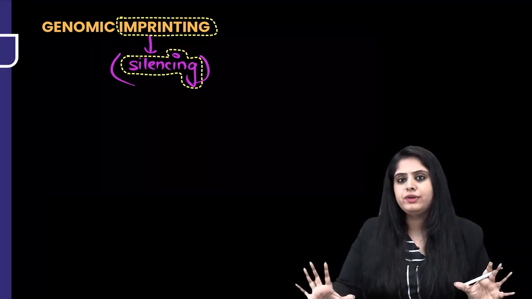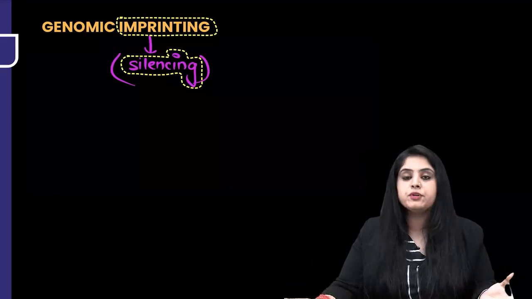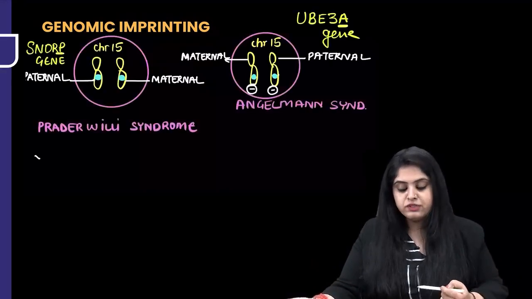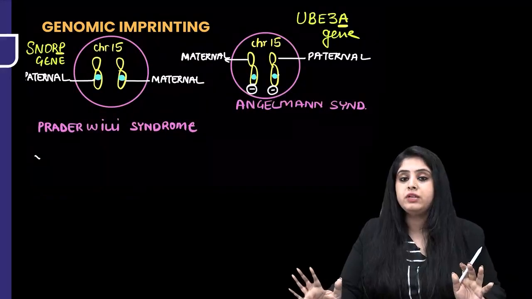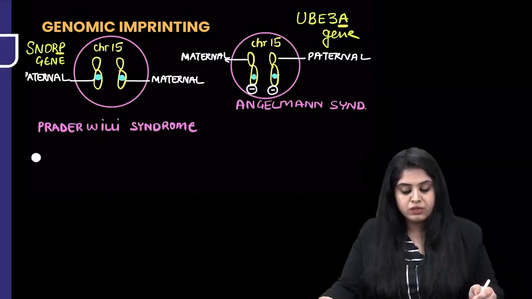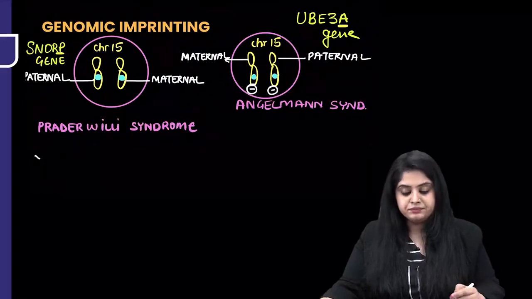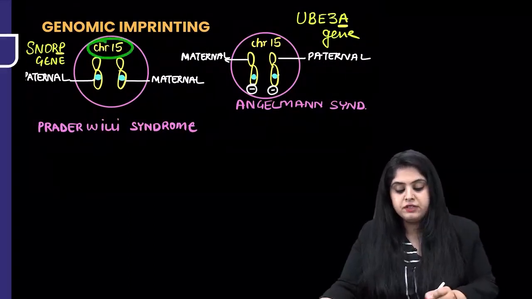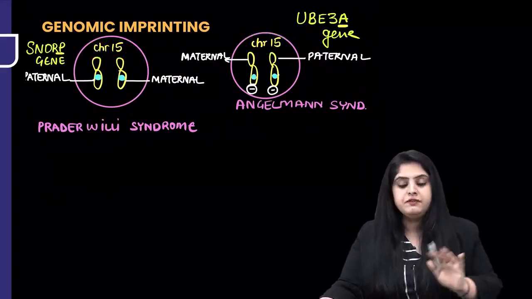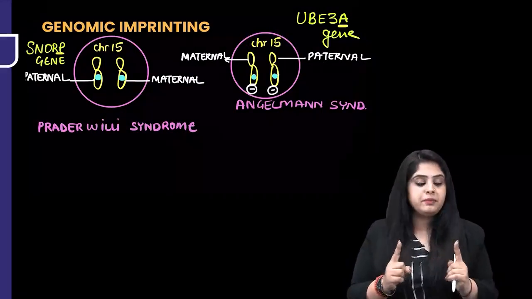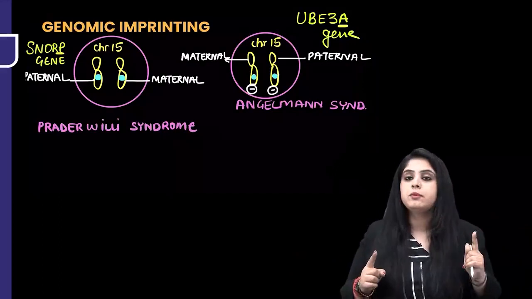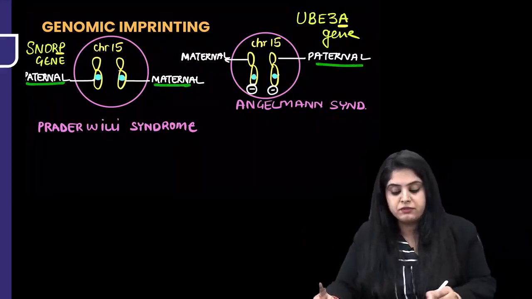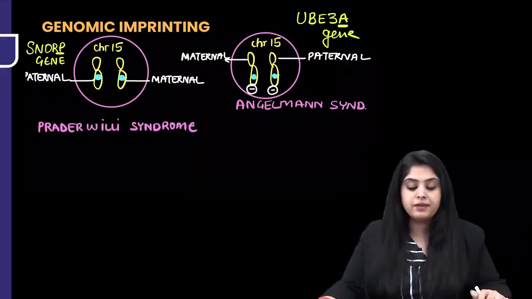So I'm going to give you two examples. You know the diseases that I'm going to talk about, Prader-Willi syndrome and Angelman syndrome. I've got you these two diagrams so that you have a little bit of orientation. First, please note what I have written. There is chromosome number 15 here and chromosome number 15 here. We all know every chromosome is in pairs. That means one has come from the father and one from the mother. So here one from father, one from mother, one from father, one from mother. Okay, that is normal.